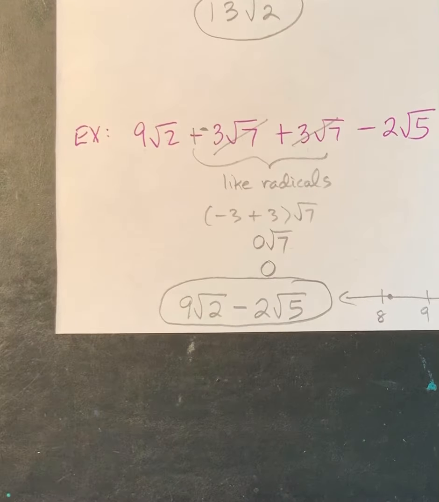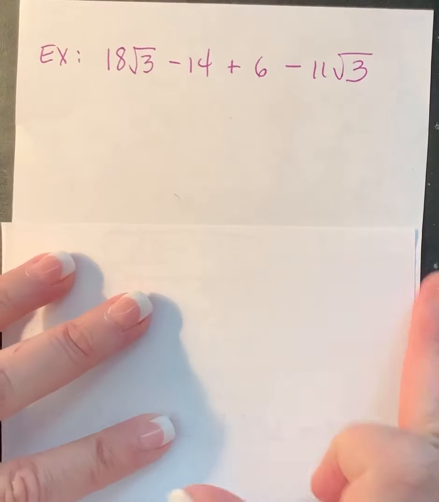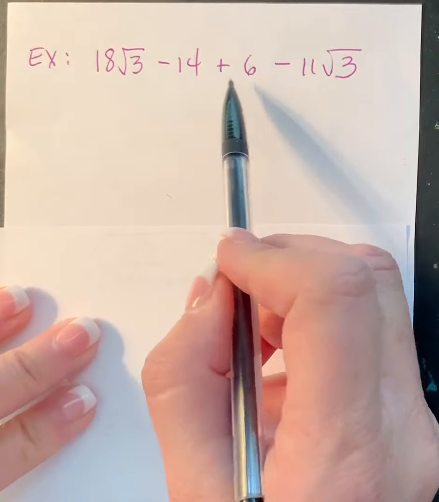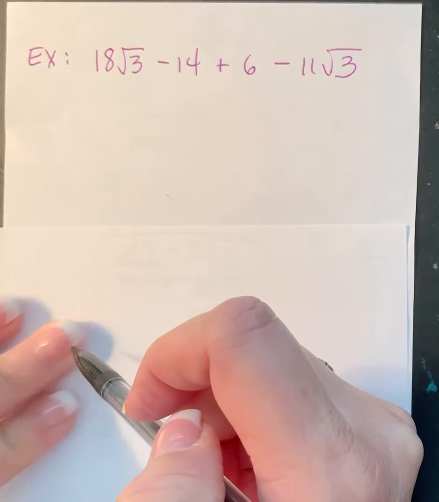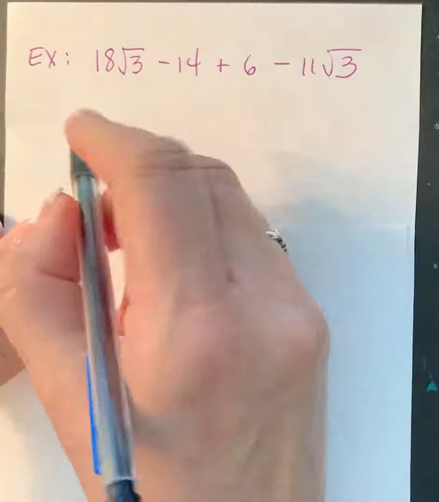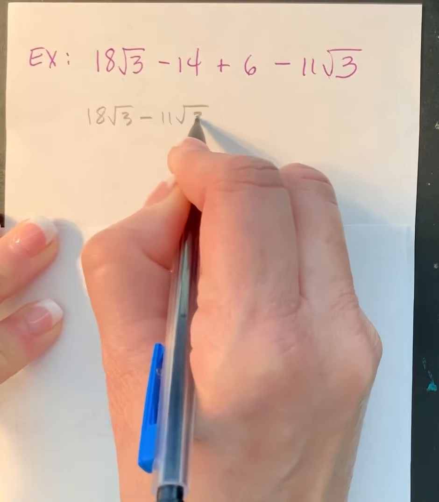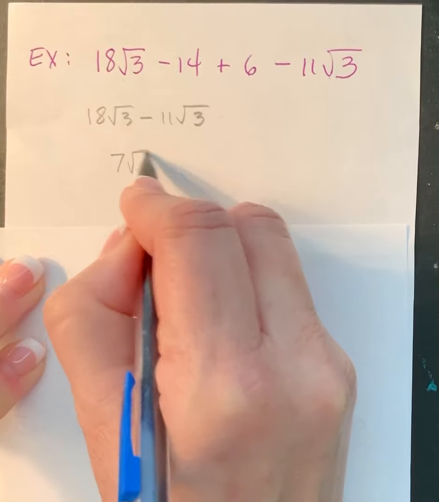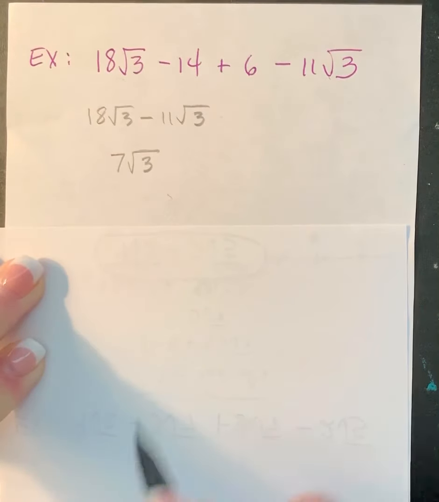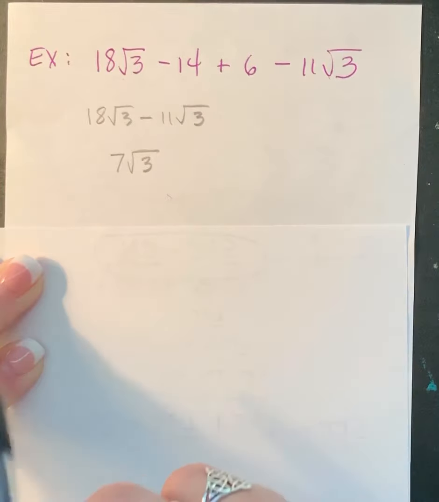Okay, here's another one where not everything is going to be like radicals. We have 18 square root of 3 minus 14 plus 6 minus 11 square root of 3. Okay, so the 18 square root of 3 and the 11 square root of 3, those are like radicals. So in your head, you could go ahead and subtract those, and that would give you 7 square root of 3. All right, and I'm using the commutative and the associative property to rearrange the order of these terms.